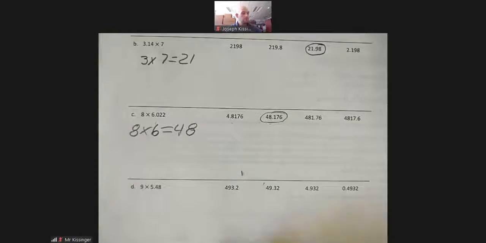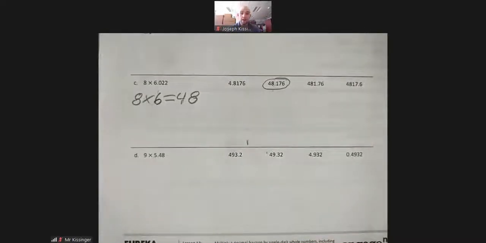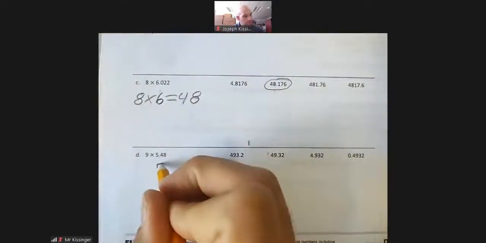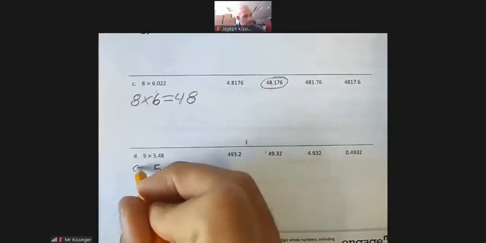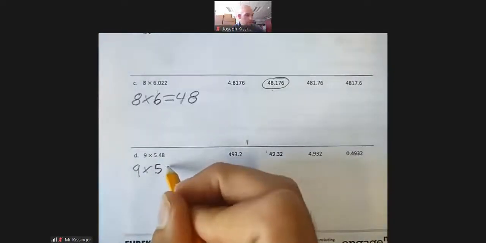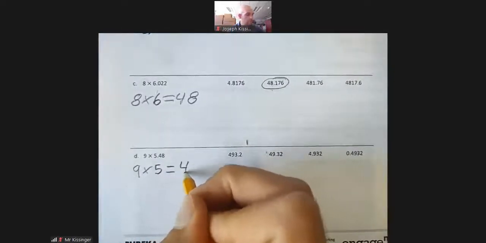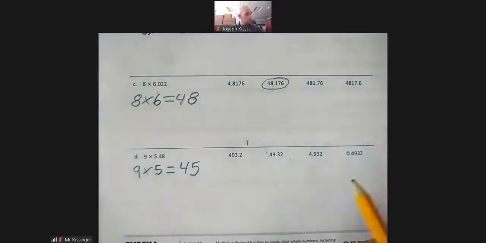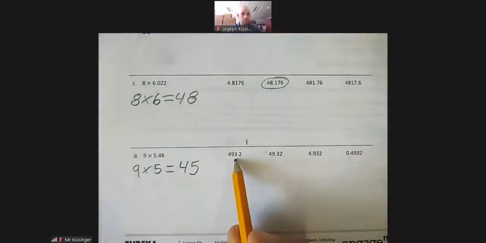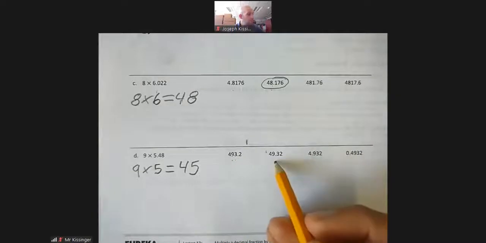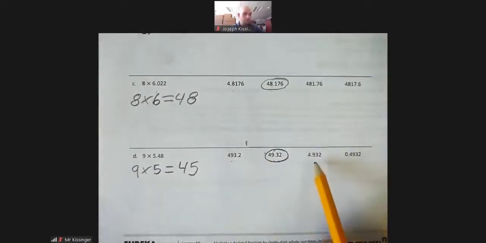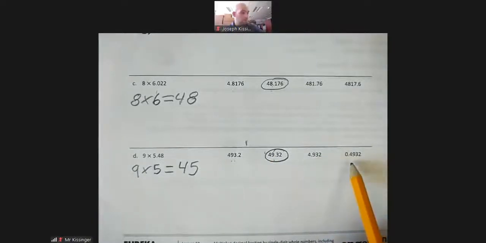Now, letter D, we have 9 times 5.48. 5.48 is pretty close to 5. And then 9 times 5 equals 45. 45 is not that close to 493.2. It's pretty close to 49.32. It's not close to 4.932, and it's definitely not close to 0.4932. So that's how we figure out where to put our decimal point.